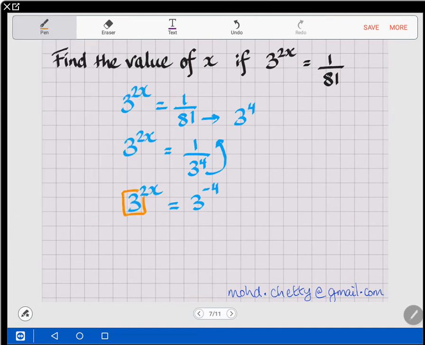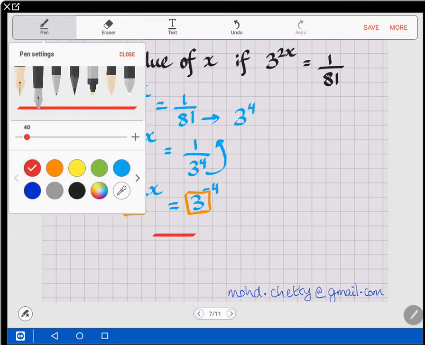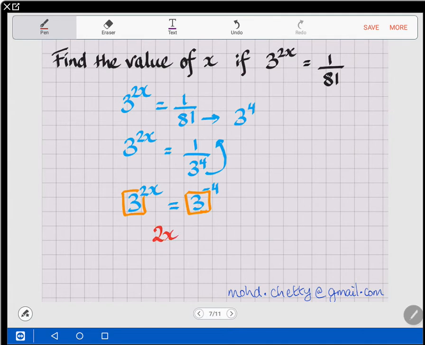The 3 is the same. What remains? 2x is equal to minus 4. x is equal to minus 4 divided by 2, which is equal to minus 2. 2 marks in the exam.